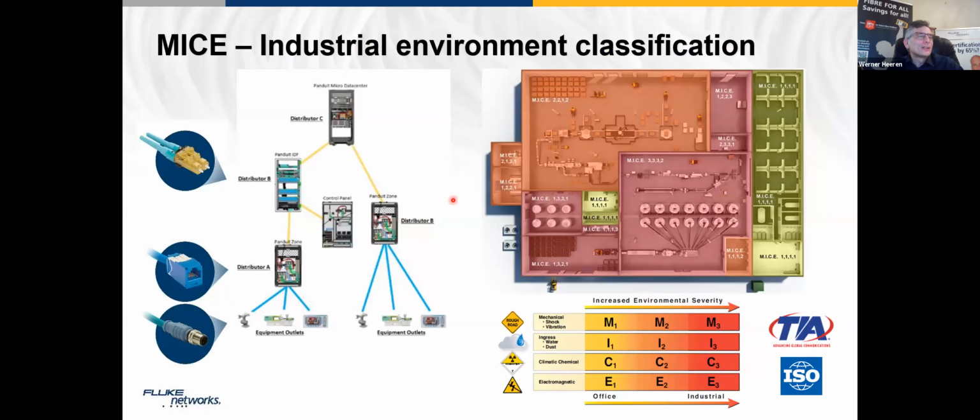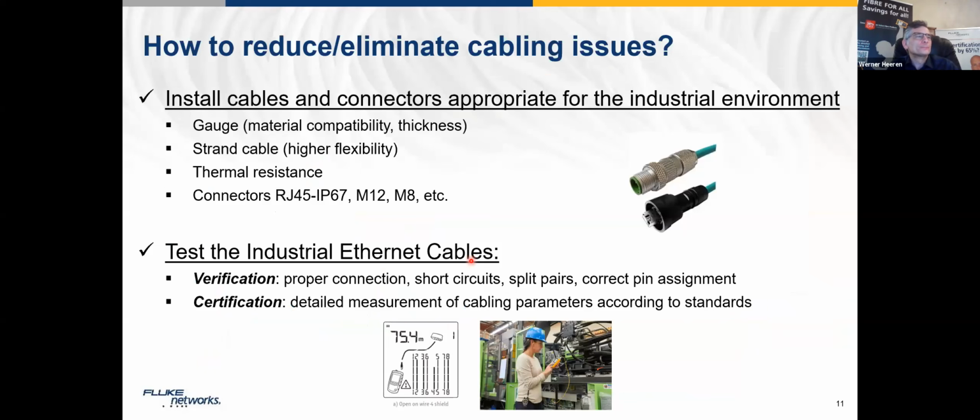This is a slide that should be recognizable now from what Mohammed explained. If you have an office environment, you specify MICE 111, so there is not too much influence from mechanical, chemical or electromagnetic factors. But if you go deeper into the plant environment, there could be more challenges in having the right cable in place, based on electromagnetic influence of engines and motors, for example, or heat or other influences that can happen to your cabling.